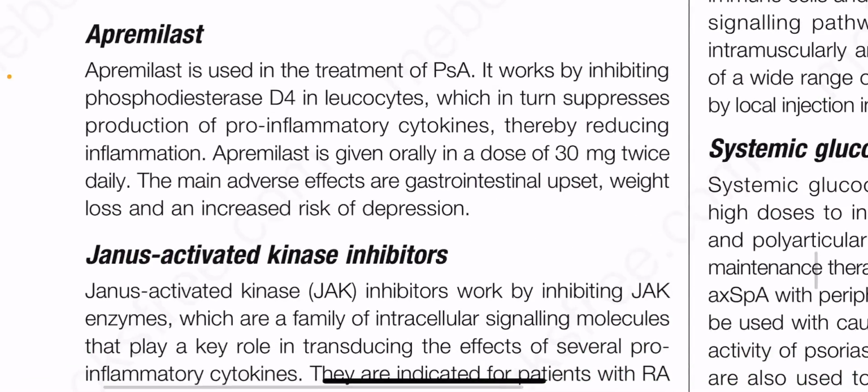Apremilast. Apremilast is used in the treatment of psoriatic arthritis. It works by inhibiting phosphodiesterase 4 in leukocytes, which in turn suppresses production of pro-inflammatory cytokines, thereby reducing inflammation. Apremilast is given orally in a dose of 30 mg twice daily. The main adverse effects are gastrointestinal upset, weight loss, and an increased risk of depression.